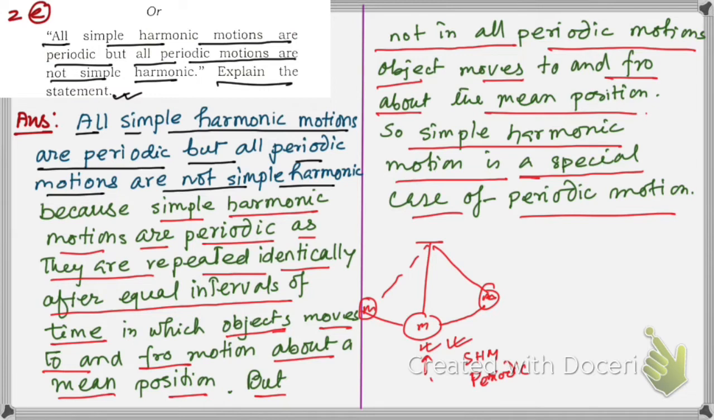But if you consider the case of the Earth revolving around the sun, this motion is also repeated after a regular interval of time, but the Earth doesn't move to and fro. It just repeats its motion, but it doesn't undergo to and fro motion. That's why it is periodic but not simple harmonic. Hope you have understood this. Now let's move on to the next question.